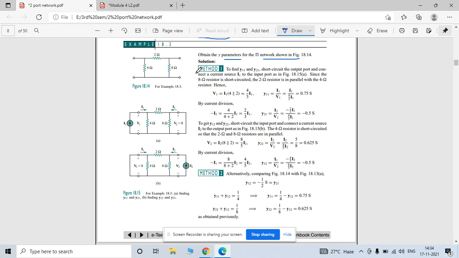First of all, you have to write the standard equation for these parameters. So here see, V1 and I1 are for this side, and V2 for this side of the network. Okay. So how to calculate this V1, this is in ohms, right?